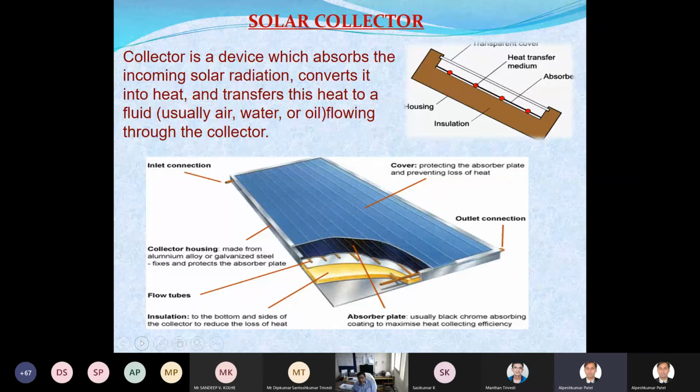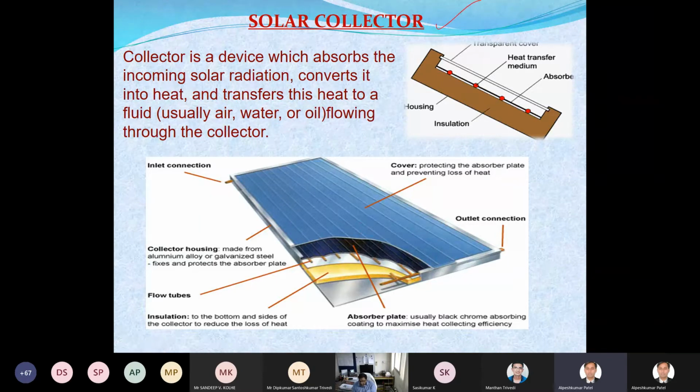Okay, that is the basic thing. As I told you, I'll start with the basics. For low temperature, the device we use is called the solar collector. I think if you are an academician, you should not use this term for a PV system. Don't call the PV module a solar collector. The term solar collector can be used for solar thermal applications.